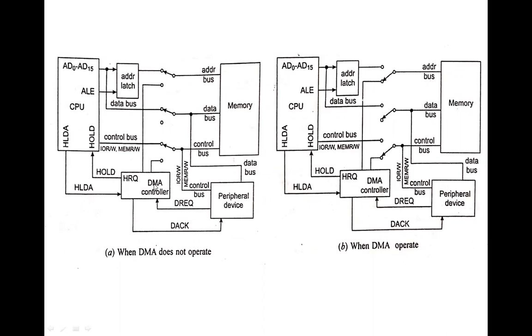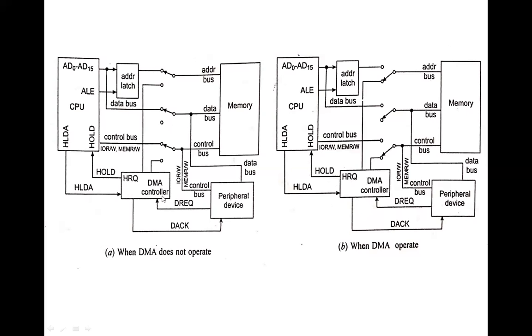But once the DMA controller comes into use, depending upon the requirement of transferring the data in bulk from one place to another, the connection is changed, and this connection is connected to this. So it means this processor has been disconnected from the memory. This peripheral device is disconnected from the memory, and this memory and the peripheral devices are connected with the DMA controller.